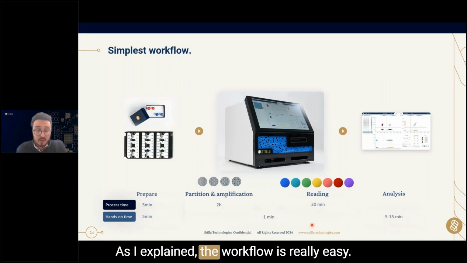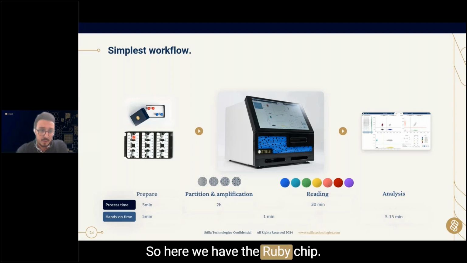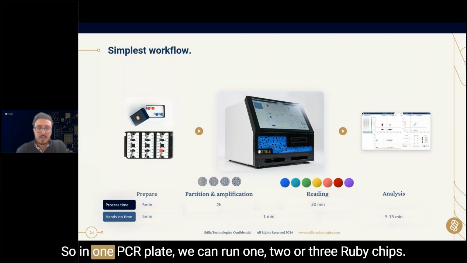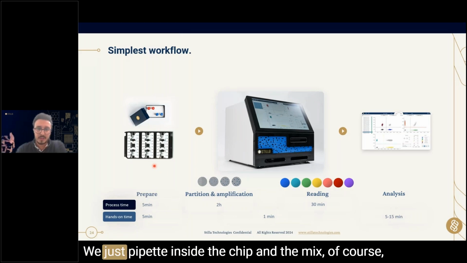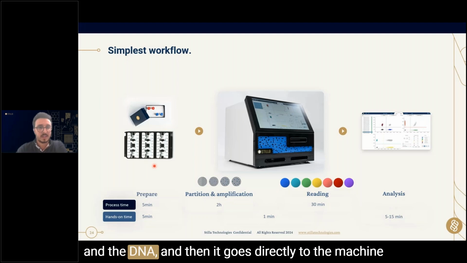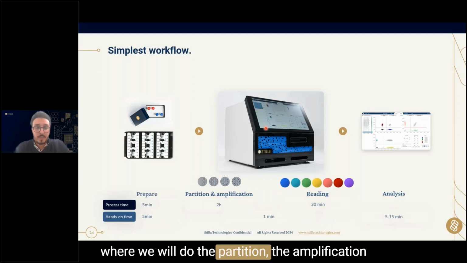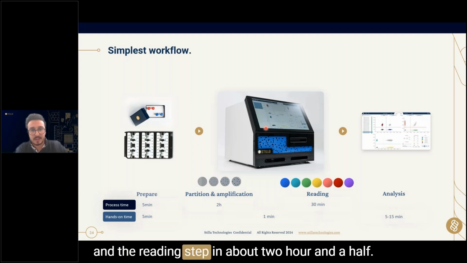As I explained, the workflow is really easy. So here we have the Ruby chip. In one PCR plate, we can run 1, 2, or 3 Ruby chips at the same time. And to load the Ruby chip, it's very easy. We just pipette the mix and the DNA inside the chip, and then it goes directly to the machine where we do the partition, the amplification, and the reading step in about 2.5 hours.